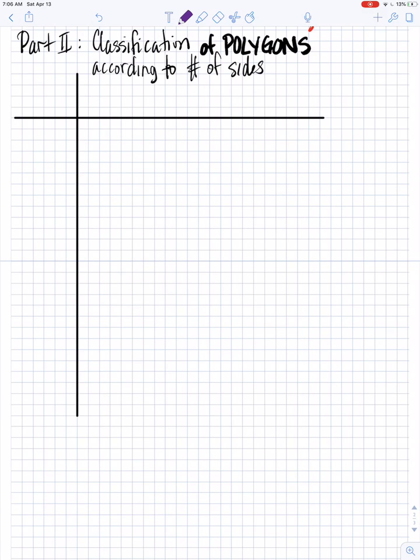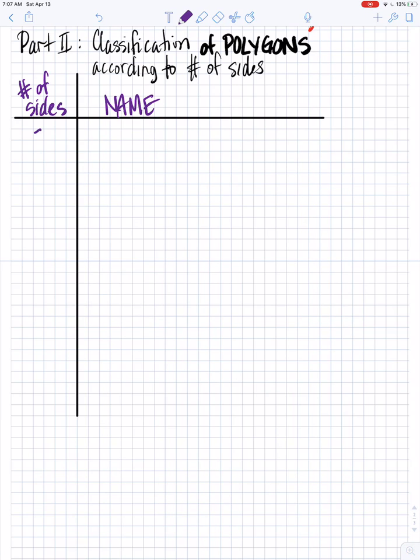All right, so the classification of polygons according to the number of sides, we could set up a little chart here. And yes, you will need to memorize these terms at some point. So we're going to look at the number of sides, and then here is the name that we have for that type of polygon.